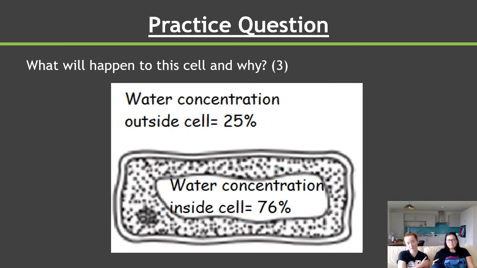Okay, so again, this is another practice question. You can try it yourself, but we'll talk through it anyway. If you have a plant cell, inside the cell is 76% water concentration, outside the cell is 25% water concentration. So inside our cell, higher water concentration, outside our cell, lower water concentration. Water is going to move from higher to lower, so water is going to move out of the cell.